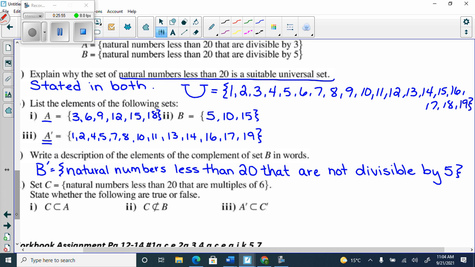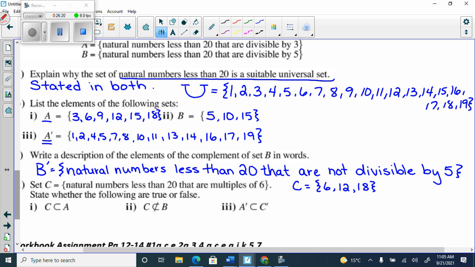So here it states that set C are the natural numbers less than 20, once again, still the universal set, that are multiples of 6. So let's state what falls in C. Multiples of 6, so we get 6, 12, 18, because a multiple starts at that number and goes up by that number, right?